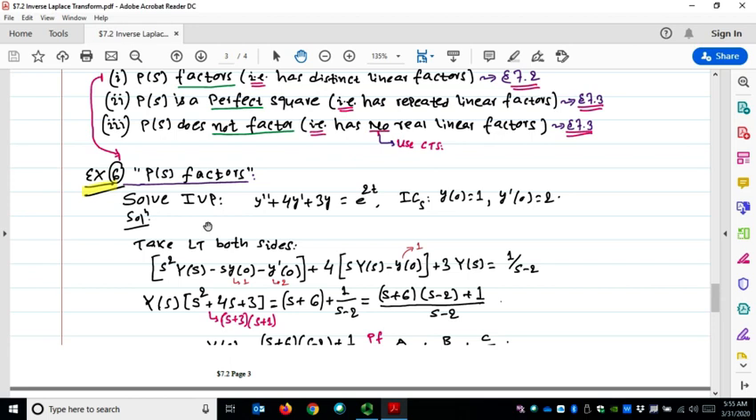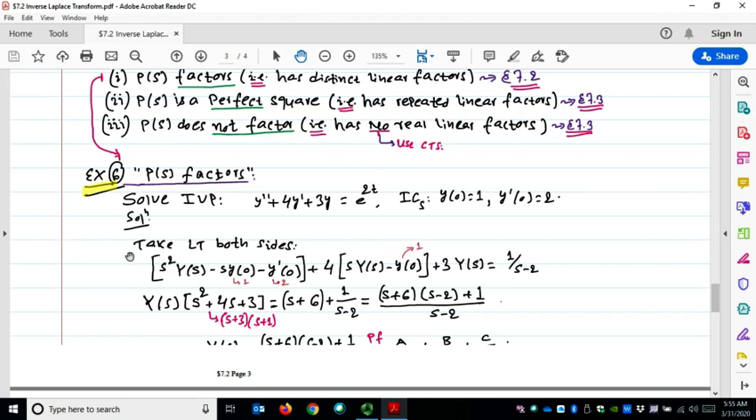Solve the initial value problem. This is the second order linear differential equation with constant coefficients, y double prime plus 4y prime plus 3y equals e to the power 2t. Given initial conditions y of 0 equals 1, y prime of 0 equals 2.